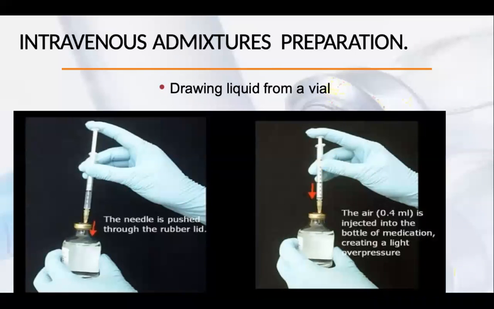Now you can see in this picture how the drug is drawn from a vial. The needle is pushed through the rubber lid. Then the air, 0.4 ml, is injected into the bottle of the medication, creating a slight overpressure, because that is fixed. So when you add some air, it increases the pressure. When you take out that drug, it has to come easily into that syringe.